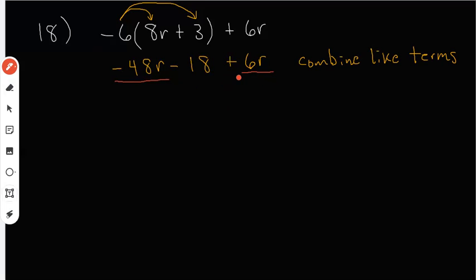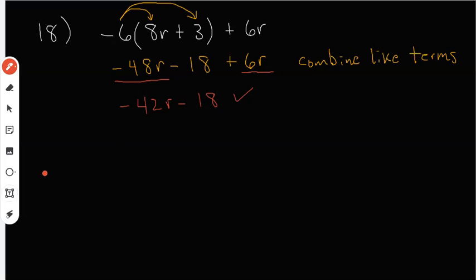What's -48 plus 6? -42. And then, of course, the r is going to be attached. So I put the like terms together to get -42r. And then the -18, which isn't attached to a variable, I just bring down to my final answer and I'm done. There's nothing else I can combine. 18 doesn't end with a variable, so I can't put these two together. My answer is going to be -42r minus 18.